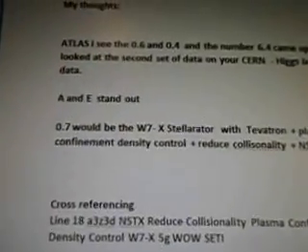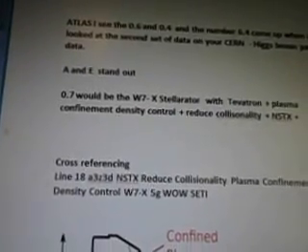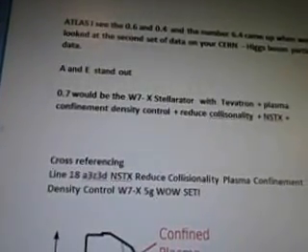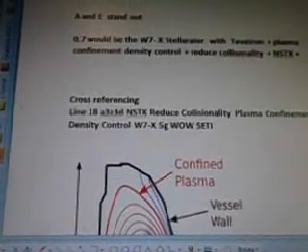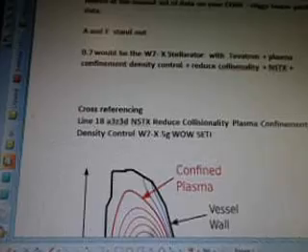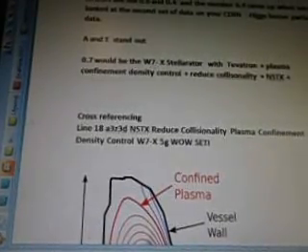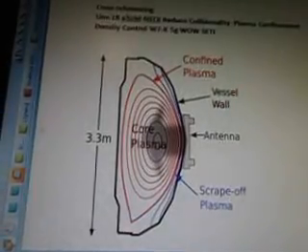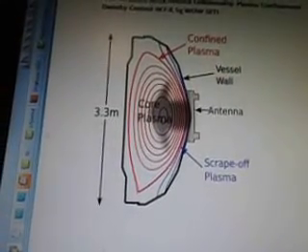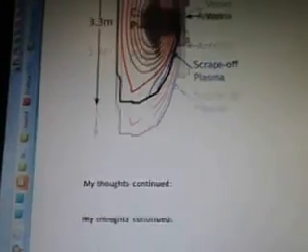0.7 would be the W7-X Stellarator with Tevatron plus plasma confinement density control plus reduced collisionality plus NSTX. Cross-referencing with line 18A3Z3D NSTX. Reduced collisionality, plasma confinement, density control, W7-X, 5G well SETI comes with confined plasma, vessel wall, antenna, scrape-off plasma, and there's a core plasma. That's what it looks like.